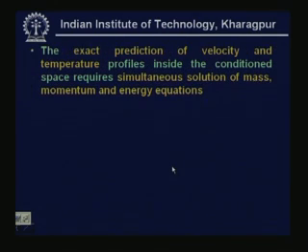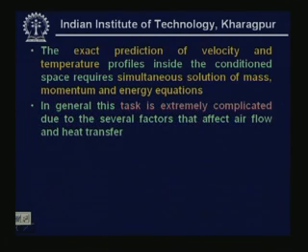The exact prediction of velocity and temperature profiles inside the conditioned space requires simultaneous solution of mass, momentum and energy equations. If you want to find out the temperature and velocity at a particular location inside the conditioned space, then you have to solve all these three equations simultaneously, but this task in general is extremely complicated due to the several factors that affect air flow and heat transfer. So, mathematically obtaining the exact velocity and temperature profile is very difficult.